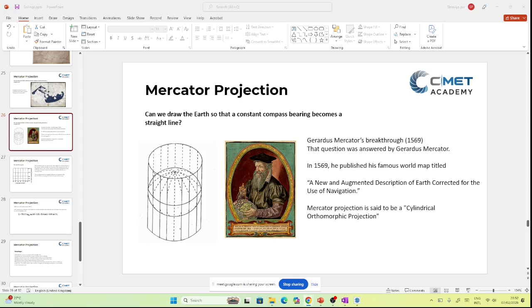For example, if you go to a Mercator world map, you can see that Greenland is bigger than Africa. But actually, the size of Greenland is smaller than Africa. Right?